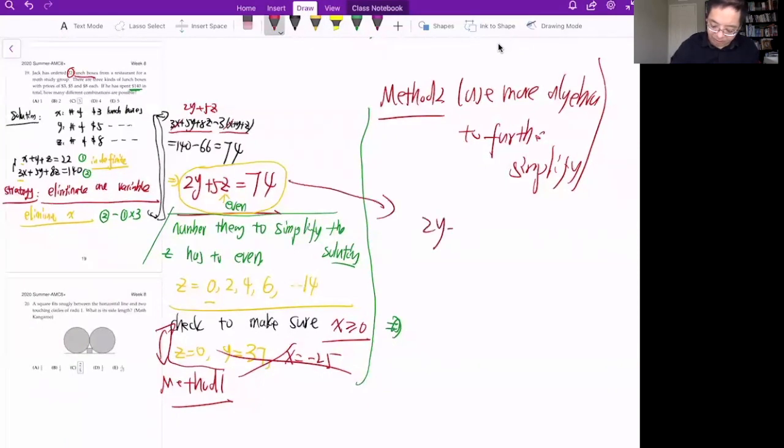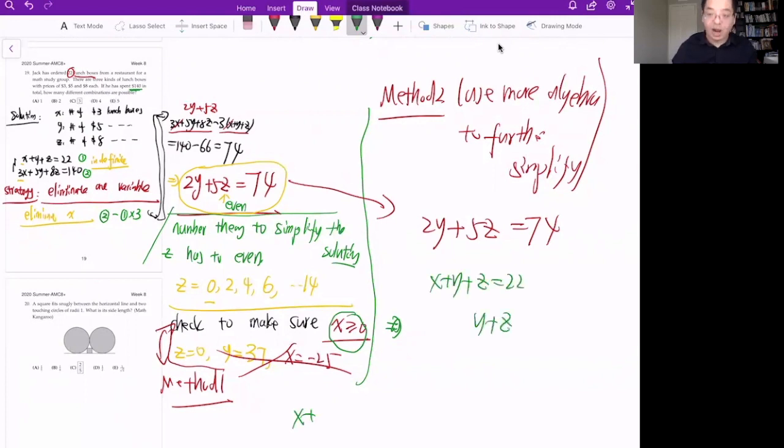So 2y plus 5z is 74, right? So the goal is to make sure x cannot be negative. So we have x plus y plus z is 22, so we must have y plus z cannot go beyond 22. It has to be less than 22.